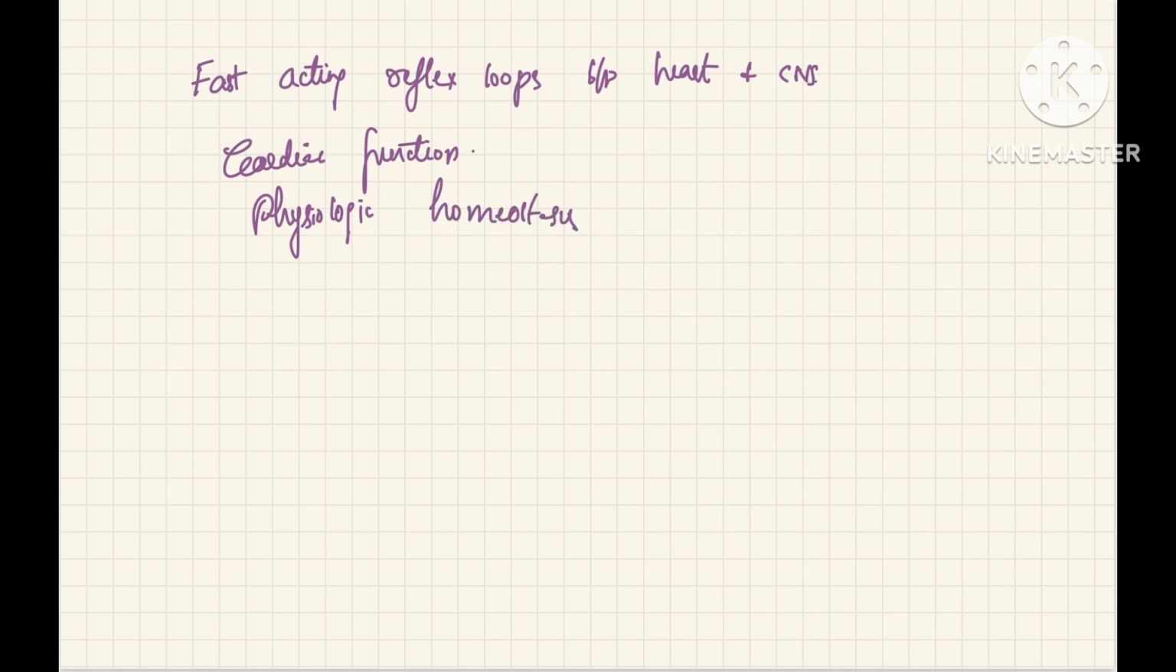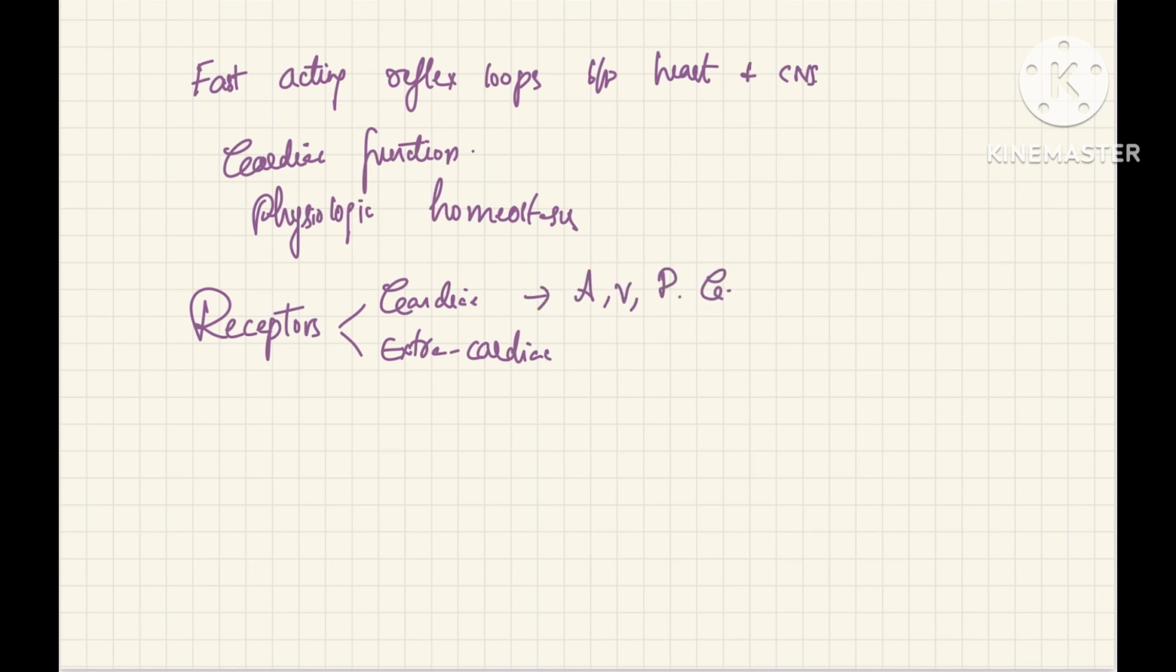So for any reflex, there should be receptors, the arc and everything. So let's see what are the receptors. There are two types of receptors, the cardiac and the extracardiac. The cardiac receptors are present in the atria, ventricles, pericardium and coronary arteries. And what about the extracardiac receptors? They are present in the great vessels and carotid artery. So let's see each reflex one by one.